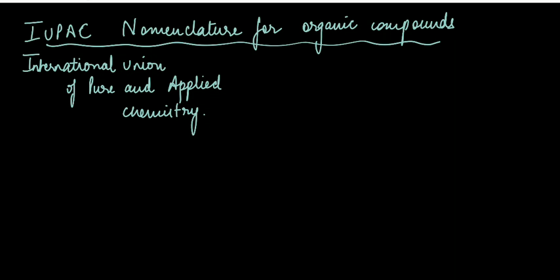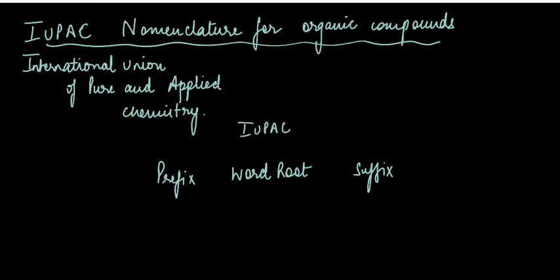When we write an organic compound, the major thing that we have is the word root. I'll explain one by one. Then, just like the starting of any kind of name, we have something called a prefix. Similarly, we have a suffix. So these are the three parts of the IUPAC name specifically for organic compounds: prefix, word root, and suffix. I'll start from the word root.